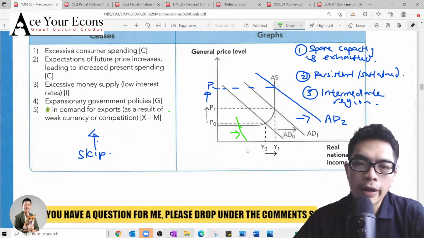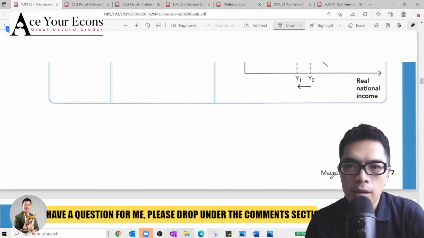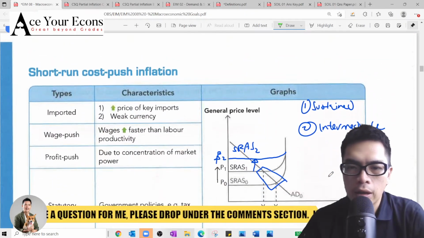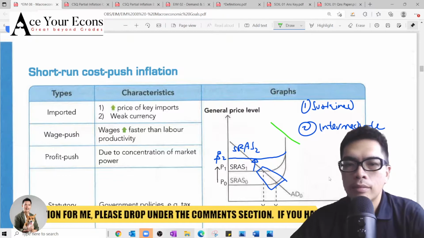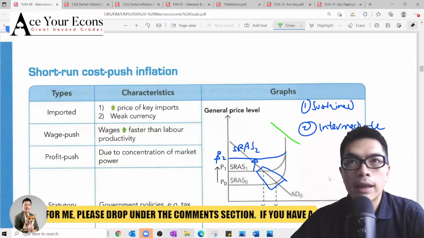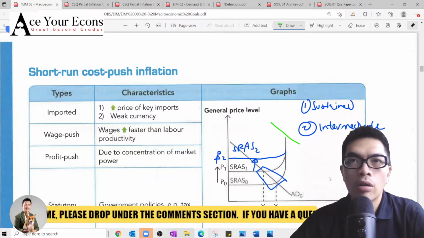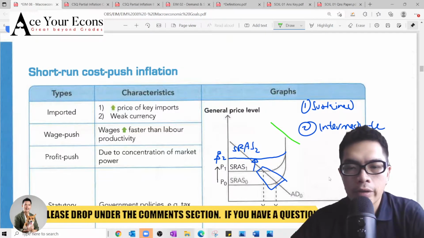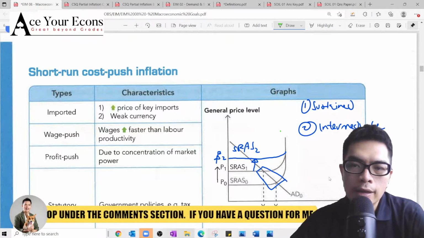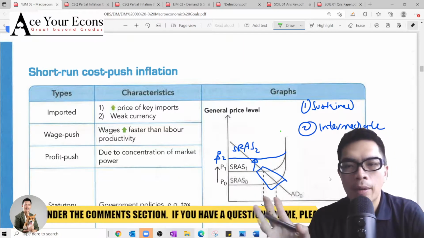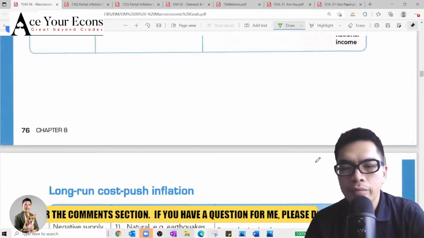Likewise, for the AS side, if your AD is significantly high up, cutting the classical region, no matter how you shift your SRAS, it's not going to change your price level. That's why the simplified assumption is everything happening at the intermediate region.